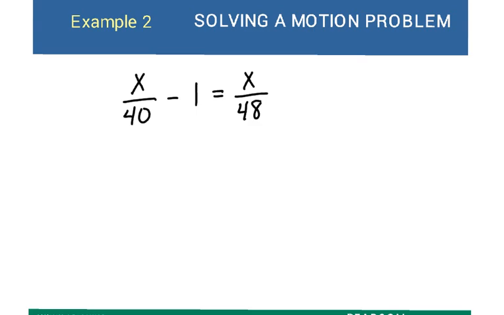Okay, so here we have our equation. Now we just need to solve for x. What I'm going to do in this case, like we did in the previous section, is multiply by the least common denominator to get rid of all of our fractions. To simplify things, what I'm going to say our least common denominator is, is 40 times 48. Okay? And so multiply both sides by 40 times 48.